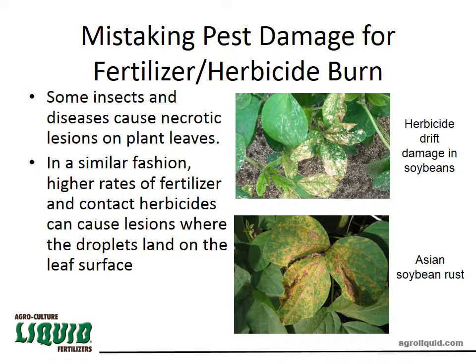As you can see in this picture here, Asian soybean rust causes those necrotic lesions on the leaves, and it looks very similar to herbicide drift damage in soybeans. So again, be sure to look at that damage, understand what's been done to that field previously, and how long it has been since that application was made, and really do your homework in trying to get those diagnoses correct so that we can apply a product that might help with those lesions and keep that plant alive a little bit longer into the season.